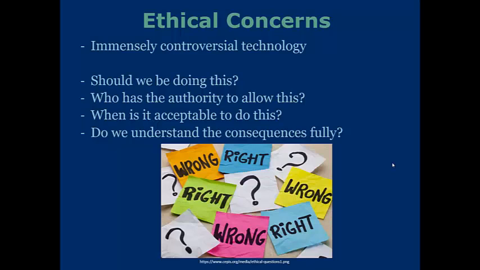Also, when is it acceptable to do this? Where do you draw the line when it comes to, do I want to adjust genes or not? Do we use it simply for life-threatening genes or life-threatening illnesses? Or do we allow parents to genetically augment their children so that they exhibit the traits that they want? Do we understand the consequences fully, as a matter of fact?